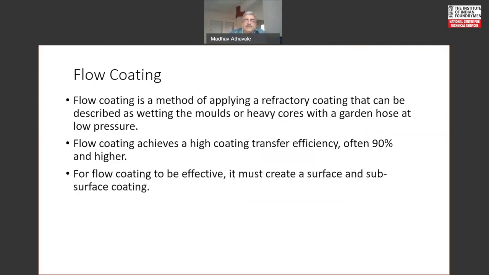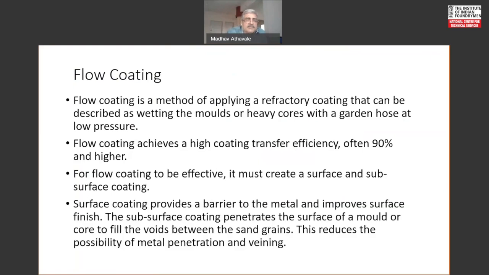For flow coating to be effective, it must create surface and subsurface coating. We will have a look at that a little later. What it means is flow coating has to penetrate inside the substrate, inside the mold and core surface, so that the coating gets anchored, and plus you have on the top of the surface also coating. We have a case study which explains this further.